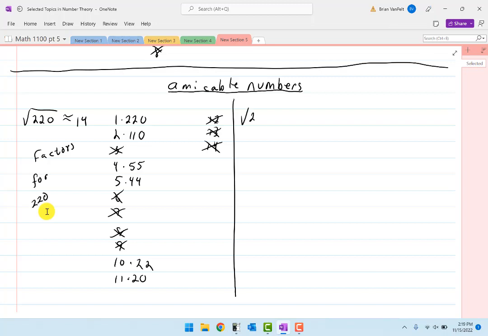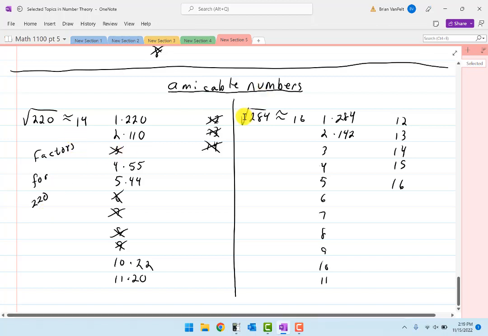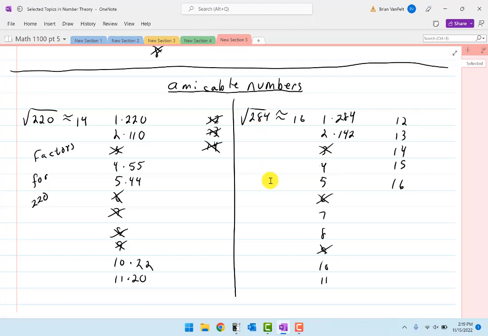Now I'm also going to do the same thing with 284. The square root of 284 is roughly equal to 16. And now let's go ahead and test each of these numbers. 1 goes into there 284 times. 2 goes into there 142 times. Now what about 3? If I take 2 plus 8, that's 10, plus 4 more is 14, and 3 does not go into 14. So I can take out 3, 6, 9, 12, and 15.